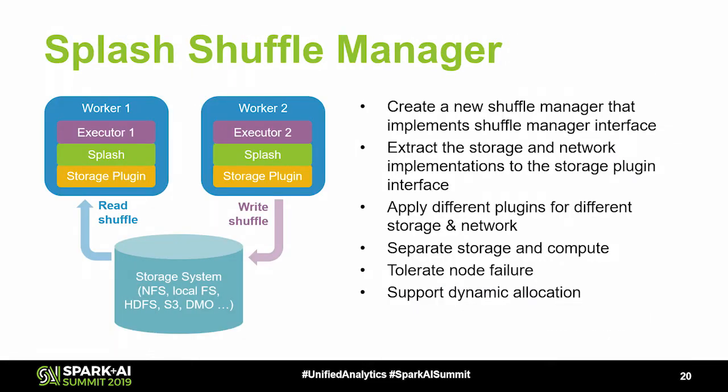So this is a very simplified diagram of how we deploy our shuffle manager in the Spark environment. Our Splash Shuffle Manager, just like the original vanilla shuffle manager, still lives with the executor. The difference is that, as I just said, it talks to the storage plugin interface instead of talking to the local file system or the block manager directly. In the storage plugin, you can have different implementations: for NFS, for the local file system, for HDFS, for S3, or in our case, the DMO implementation. By separating the storage from the shuffle algorithm, we can separate the storage from the computing. That means we can make the compute node fully stateless. And when the compute node becomes stateless, we can dynamically remove the executor, we can dynamically remove the compute node, without the cost of recomputing all those shuffle data.